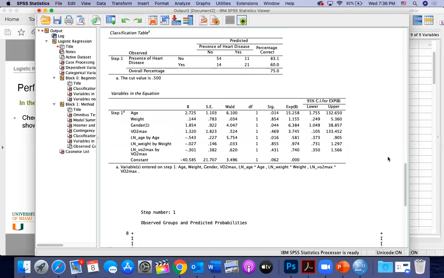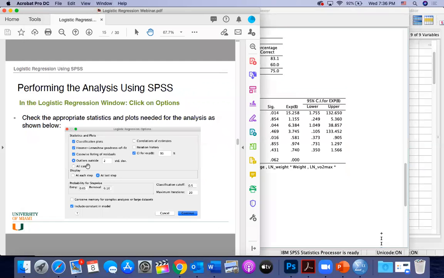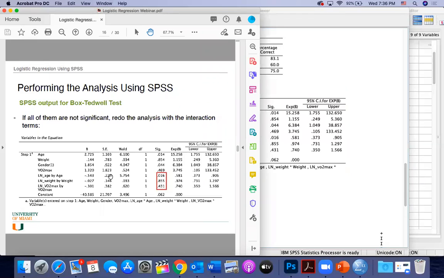So this is how you look at the fourth assumption by performing a Box-Tidwell technique or test. So is it clear, or do you have any questions about it?